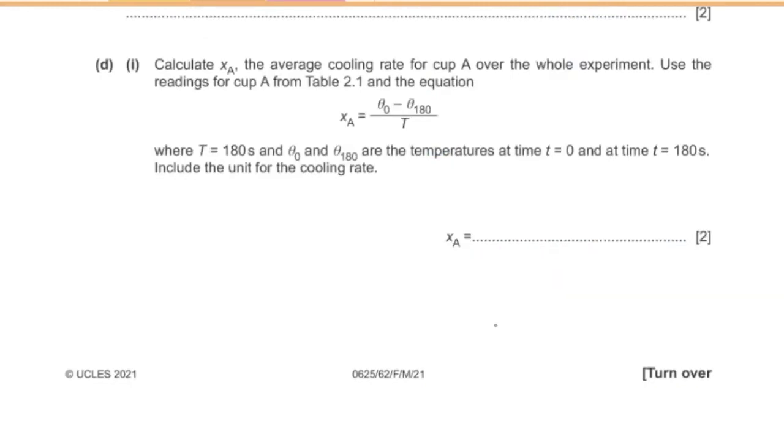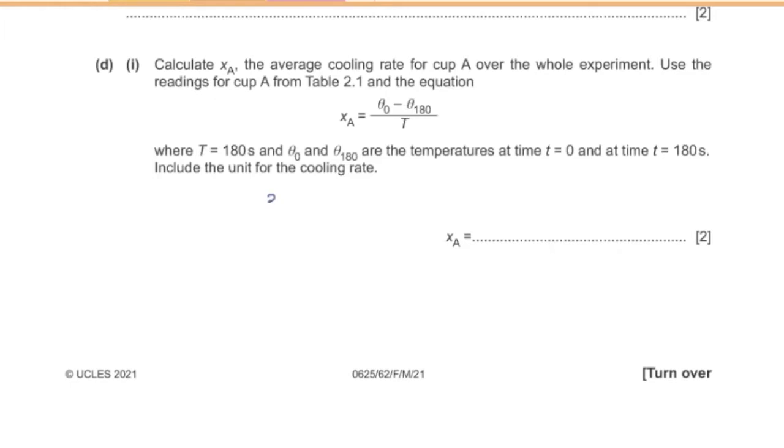Part D1, calculate XA, the average cooling rate for cup A over the whole experiment. Use the readings for cup A from table 2.1 and the equation, where T is equal to 180 seconds and delta 0 and delta 180 are the temperatures at time T equals 0 and at time T equals 180 seconds. Include the unit for the cooling rate.